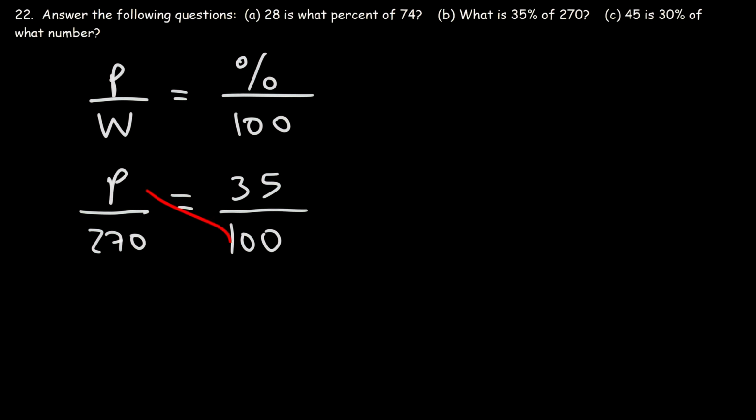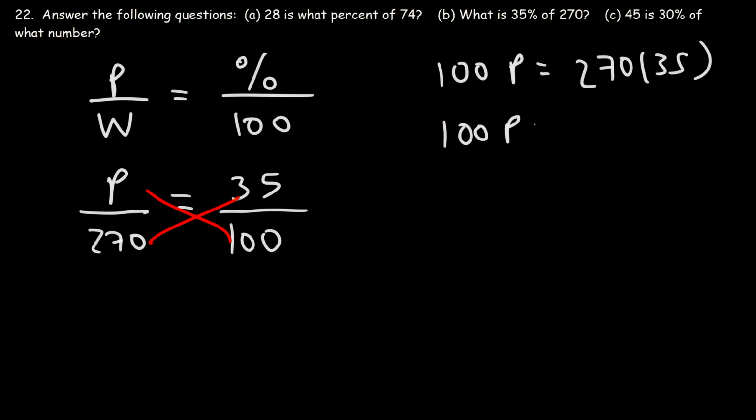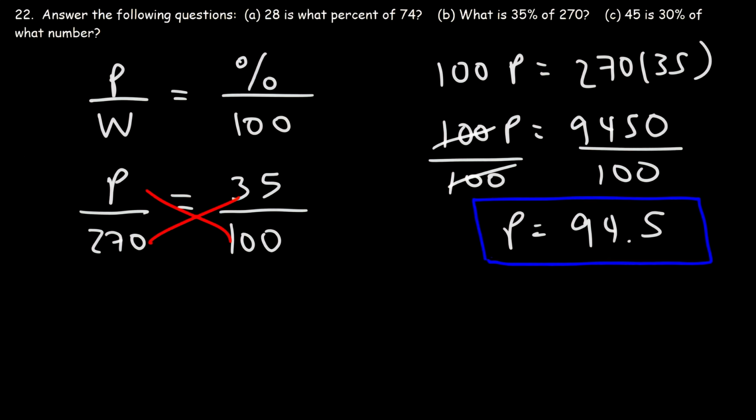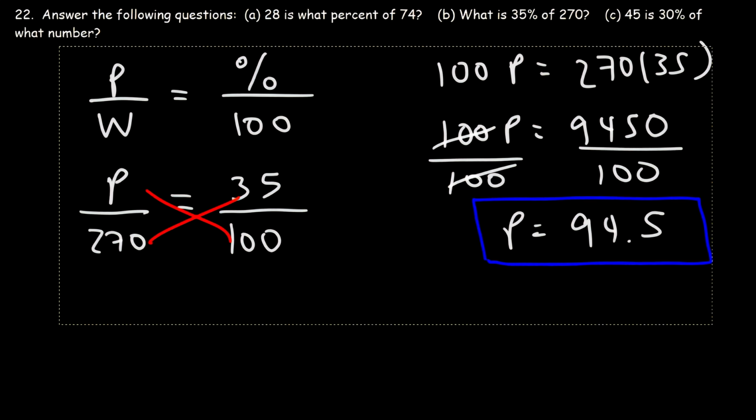So let's cross multiply. So we have 100p is equal to 270 times 35. 270 times 35 is 9,450. Next, let's divide by 100. So P is 94.5. So 94.5 is 35% of 270. So that's what that means.